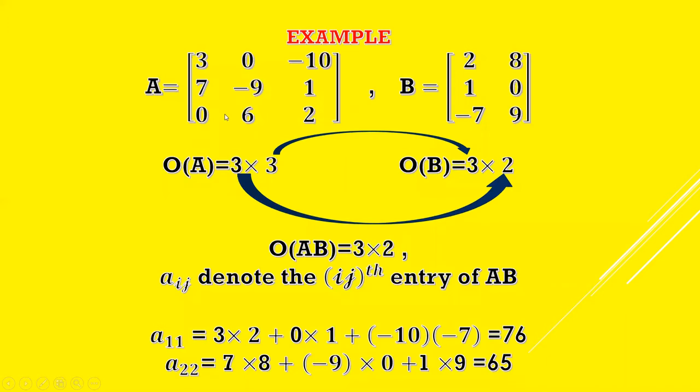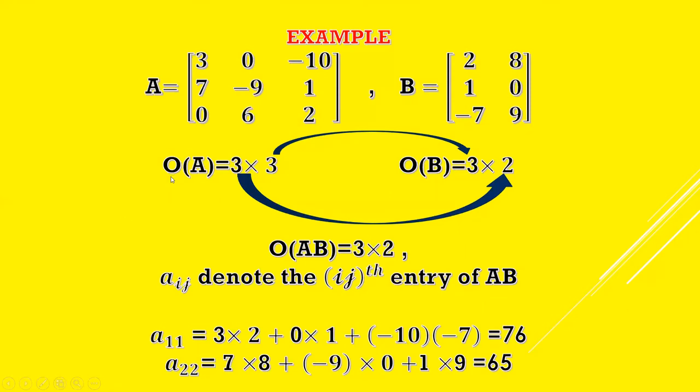For example, suppose A is 3, 0, negative 10, 7, negative 9, 1, and 0, 6, 2, and B is the matrix 2, 8, 1, 0, negative 7, 9. Then A is a 3 by 3 matrix and B is a 3 by 2 matrix, with 3 rows and 2 columns. Then the order of AB is 3 by 2.